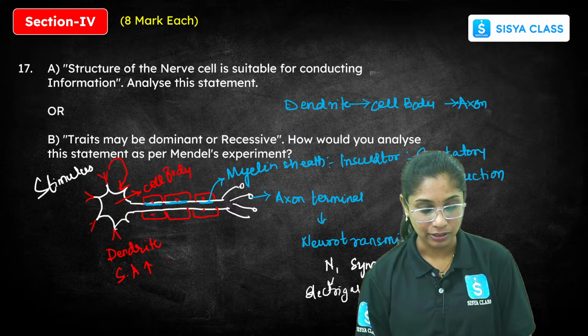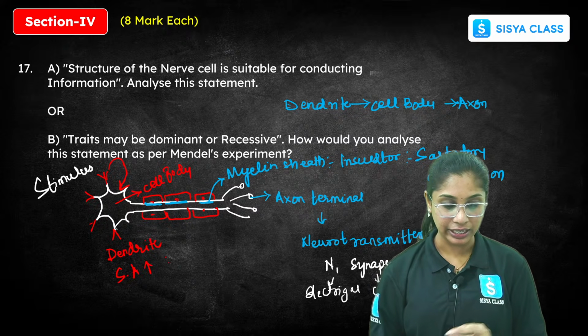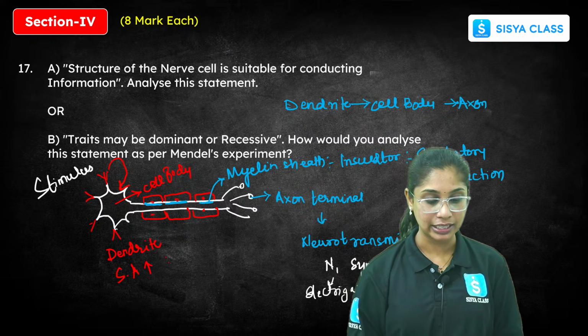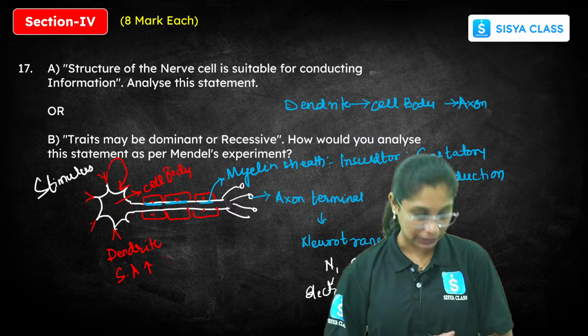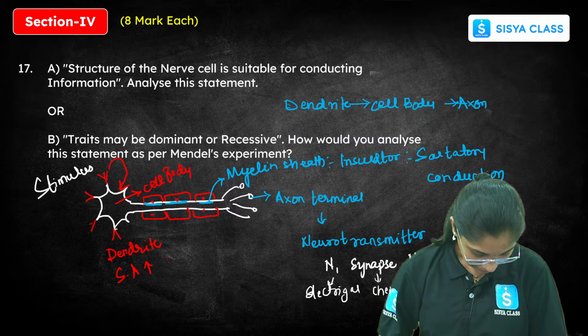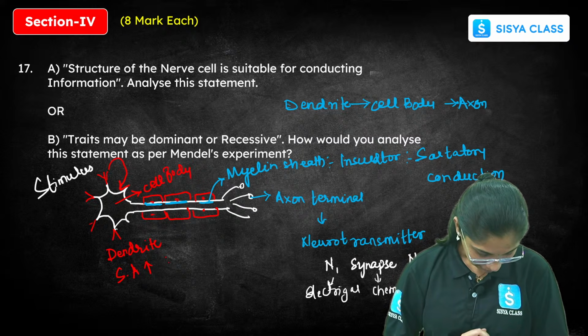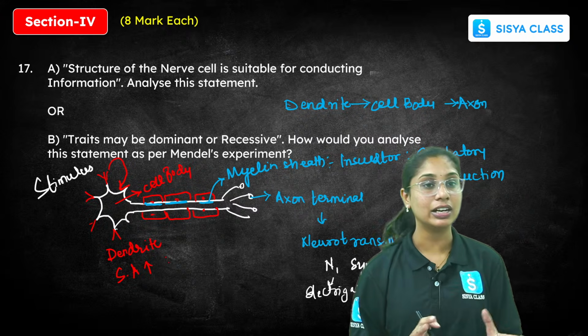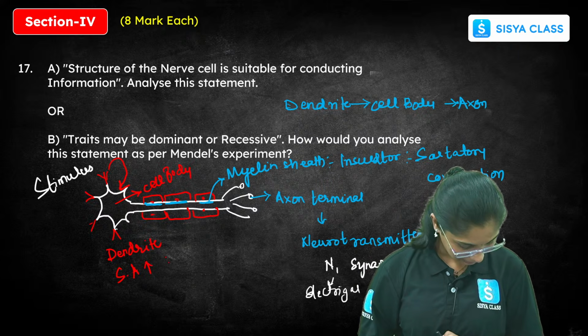Next question. 17 part B. Traits may be dominant or recessive. How would you analyze this statement as per Mendel's experiment? Which experiment is this? Madhu, don't worry. Sheila ma'am will explain the first question again. Don't worry about it.